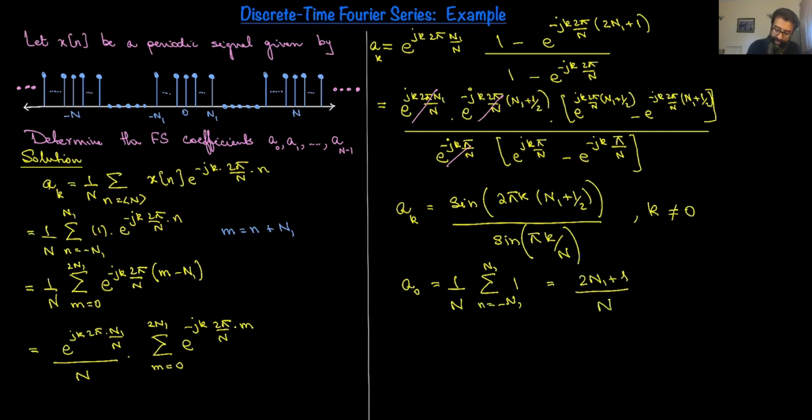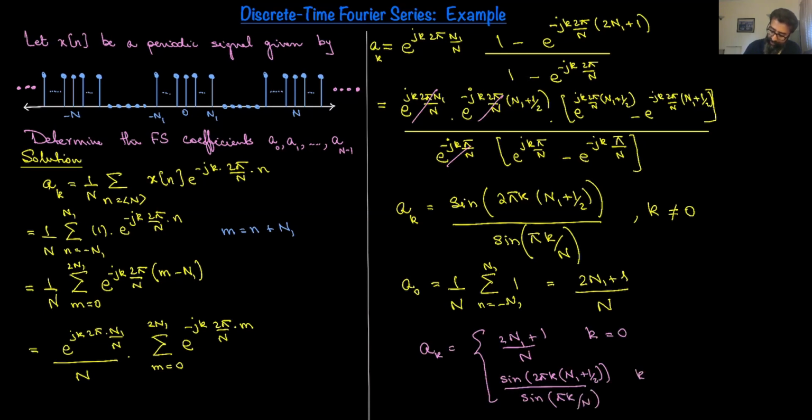So the final solution is that a_k, within the interval from 0 to capital N minus 1 for values of k, is 2 n1 plus 1 divided by N when k equals 0. And otherwise, for non-zero values of k, this is sine of 2 pi k times n1 plus half, divided by sine of pi k divided by N, whenever k equals 1, 2, all the way up to capital N minus 1.